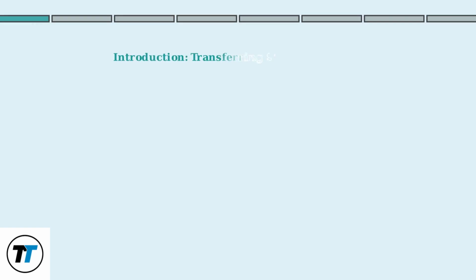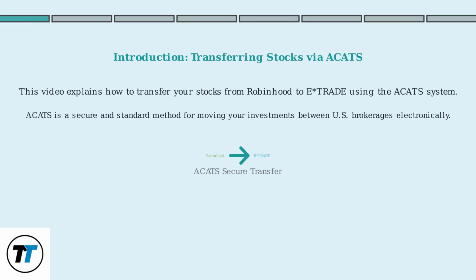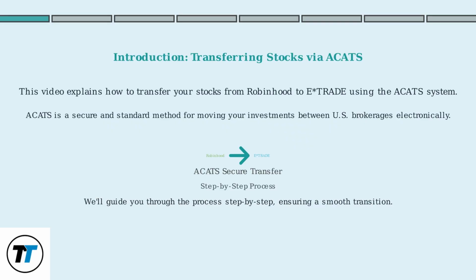This video explains how to transfer your stocks from Robinhood to E-Trade using the ACATS system. ACATS is a secure and standard method for moving your investments between U.S. brokerages electronically. We'll guide you through the process step by step, ensuring a smooth transition.